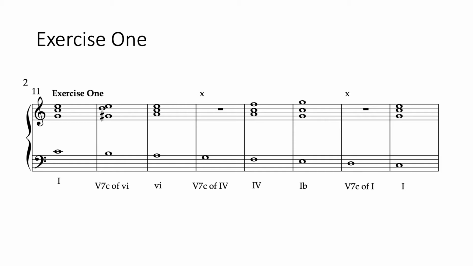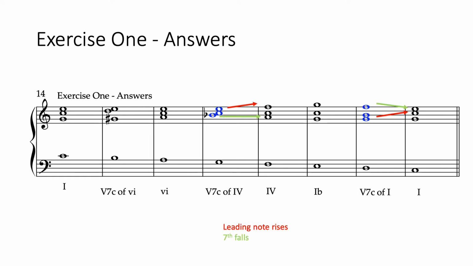So we've got 1, 5/7 of 6, going to 6, and then 5/7 C of 4, going to chord 4, 1B, 5/7 C of 1, and then 1. If you'd like, you could pause the video here and have a go at filling in those two missing chords. Okay, so here are the answers.